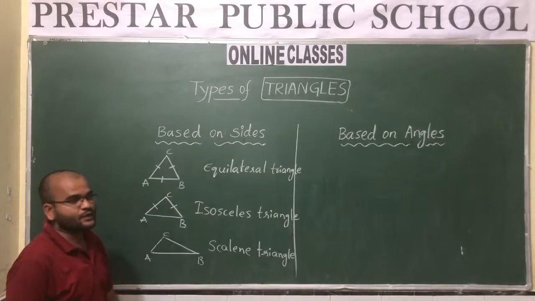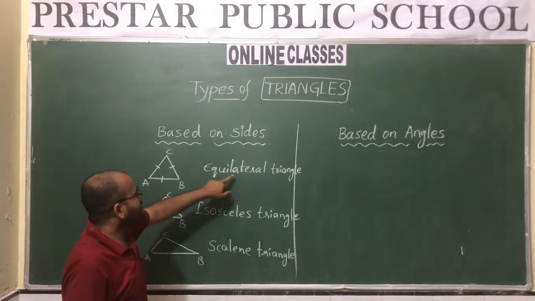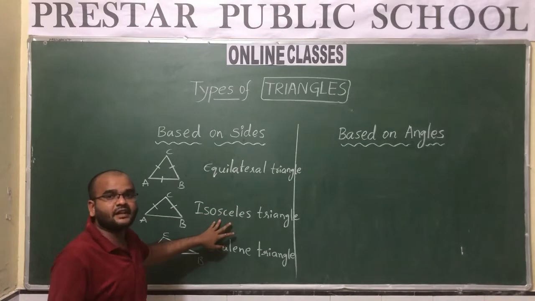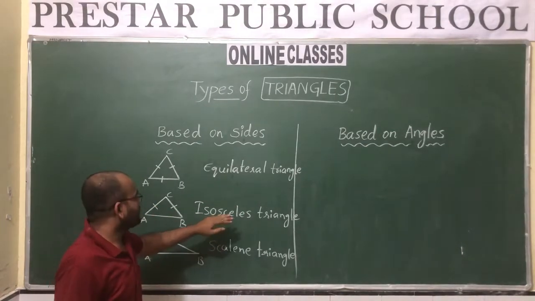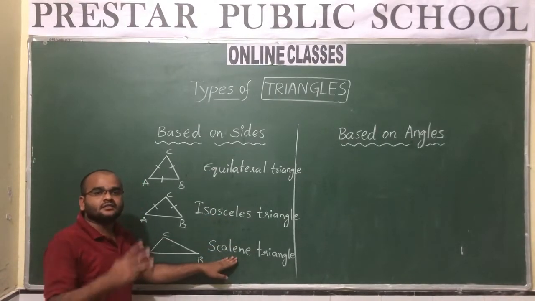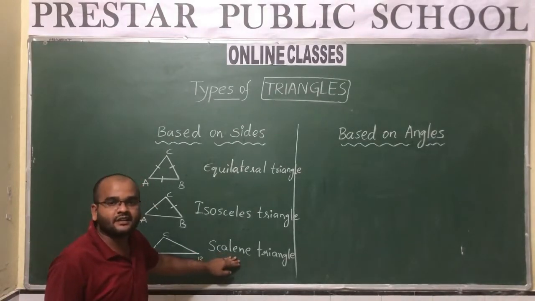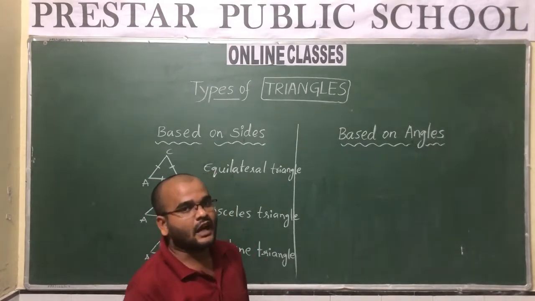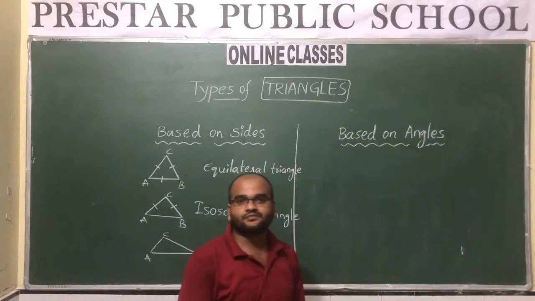Okay, once again I am repeating. If in a triangle 3 sides are equal, then the triangle is called an equilateral triangle. If in a triangle only 2 sides are equal, then the triangle is called an isosceles triangle. And if in a triangle 3 sides are not equal, then that type of triangle is called a scalene triangle. Okay? Now let us see the types of triangles based on angles.